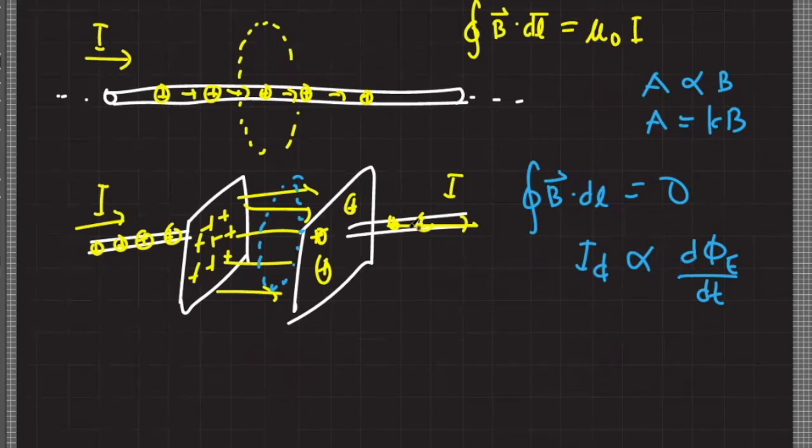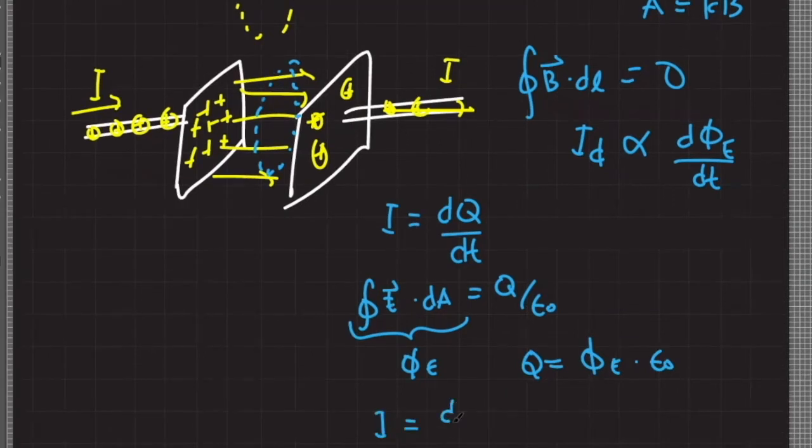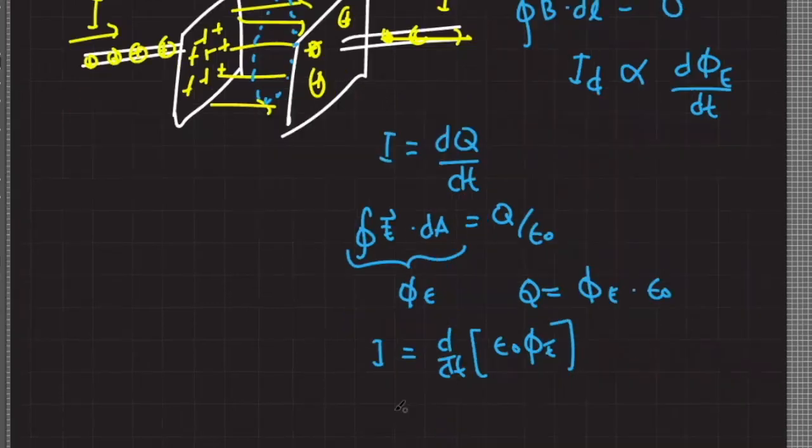To get that, remember that the definition of current is dq over dt, or the time rate of change of physical charges moving past a given point. So I must replace this q in terms of flux, but this is actually equal to flux. So if I try to rearrange this, I'll have Q equals flux times epsilon naught. So plugging this here, I'll have I equals d over dt times epsilon naught times phi sub e.